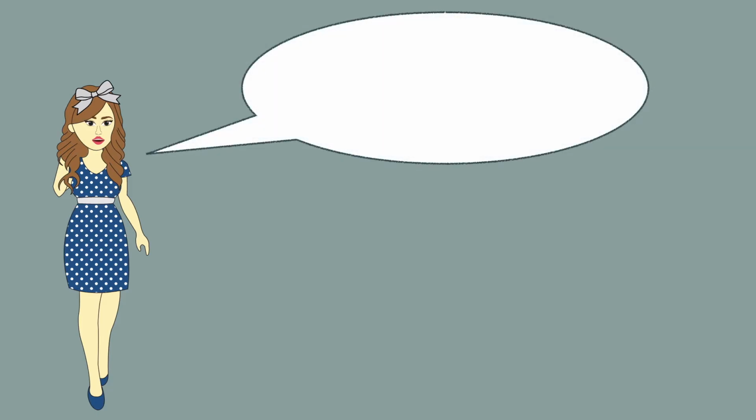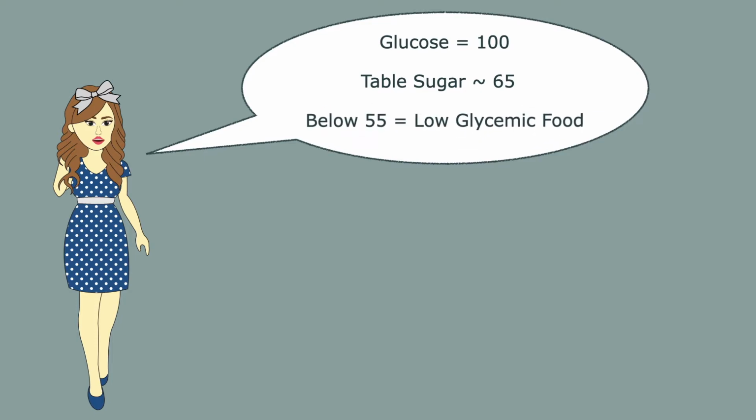The glycemic index places all foods with carbs and sugars in this range. Glucose is generally valued around 100. Table sugar is in the mid-60s, and it is considered a moderate glycemic index food. Anything below 55 is generally considered a low glycemic index food. The glycemic index of most foods can be found online, but let's review some more common foods.